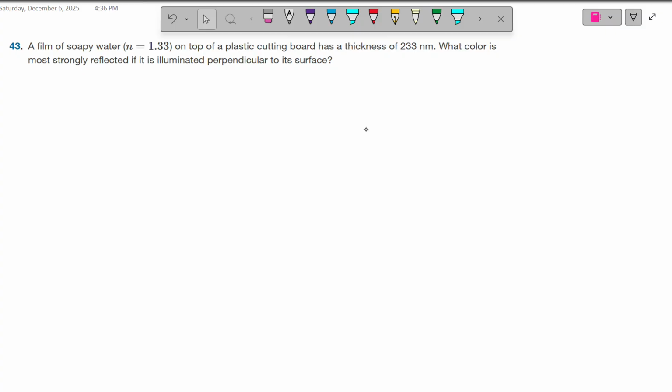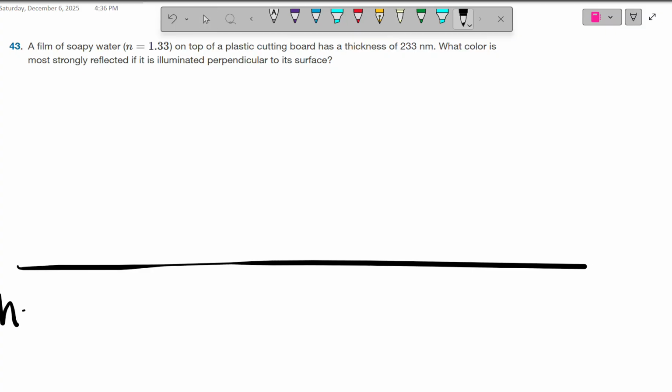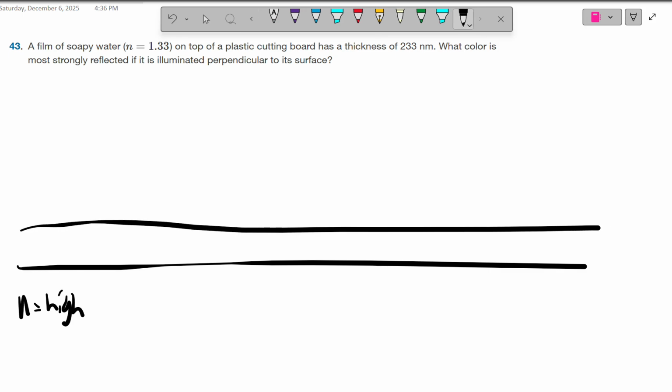We have a plastic cutting board down here, n equals, let's just say n equals high. Then we have this film of water, n equals medium. And then air up here, n equals 1. This is 1.33, and this is something we don't know. Point is, it won't be pertinent to our formula.